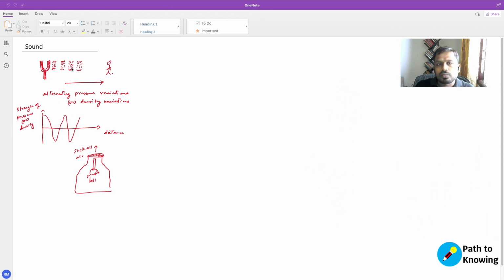There are other forms of waves too, which we will learn in the further chapters. Light energy is also a wave. In fact, light is special. It is both a wave and a particle, but nevertheless, it is a wave.